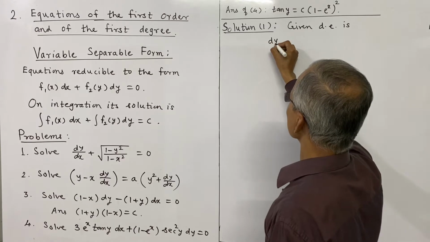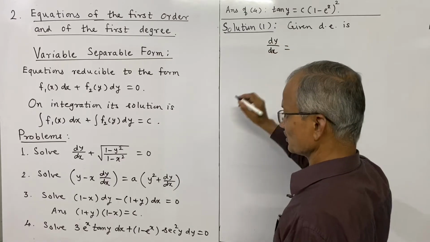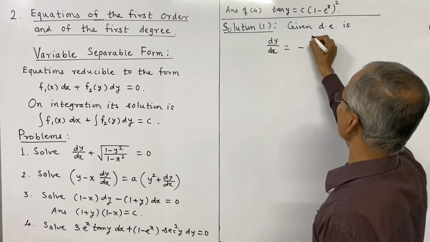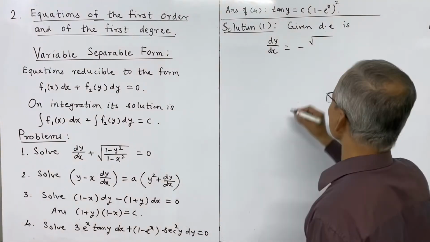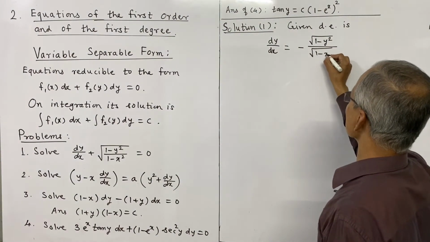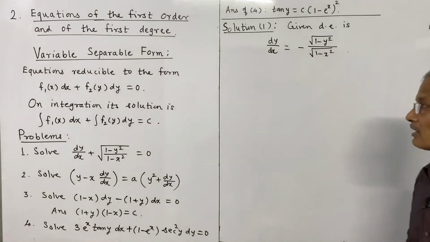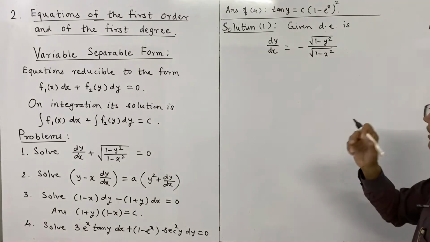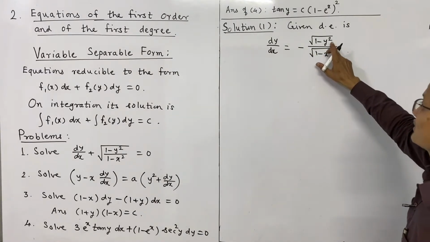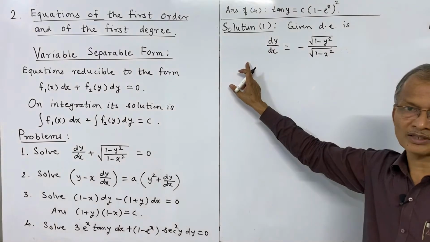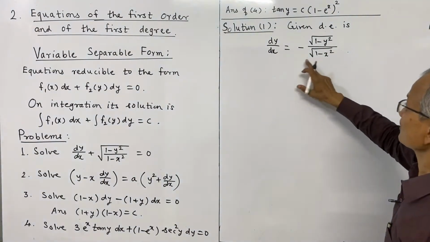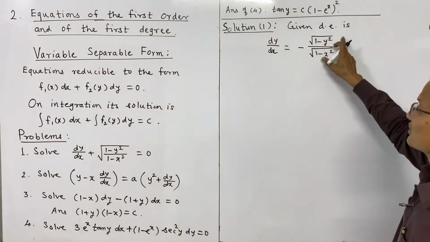we can write first dy by dx is equal to, taking this term on the right side, there will be a negative sign, and we separate the radical sign, under root of 1 minus y square divided by under root of 1 minus x square. Now we can shift the terms. dx we can shift on this side, and this term of y we can shift on the side of dy, so that we separate it.